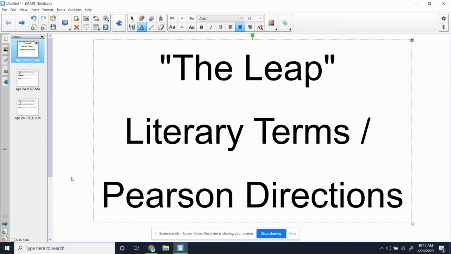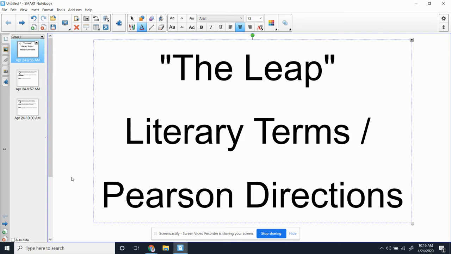Hi, students. Today we're going to look at The Leap and go through the literary terms that are associated with it. And then I'm also going to give you the directions for the Pearson activity that you are doing today. Now, these literary terms, you can find them on page 803 and 805.